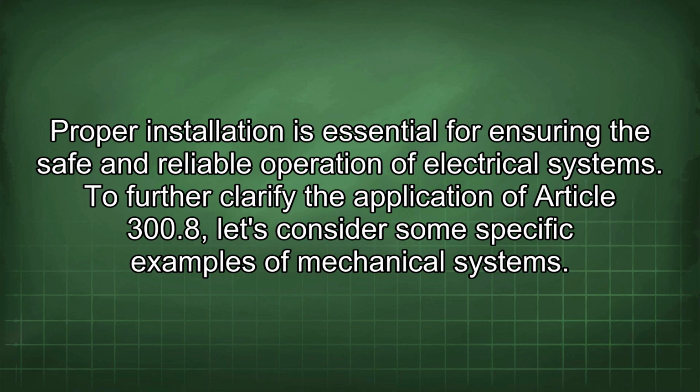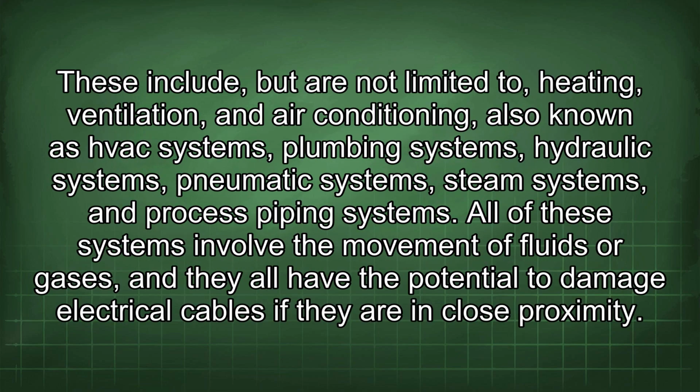To further clarify the application of Article 300.8, let's consider some specific examples of mechanical systems. These include, but are not limited to, heating, ventilation, and air conditioning, also known as HVAC systems, plumbing systems, hydraulic systems, pneumatic systems, steam systems, and process piping systems. All of these systems involve the movement of fluids or gases, and they all have the potential to damage electrical cables if they are in close proximity.